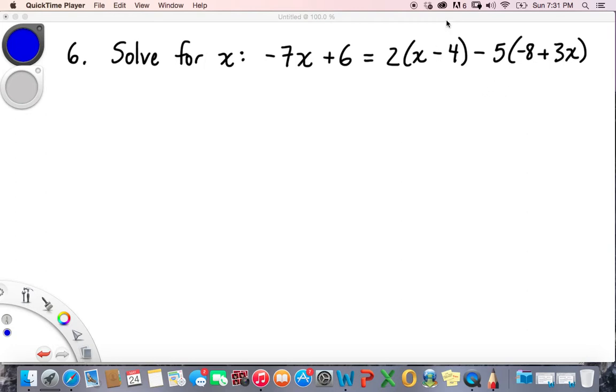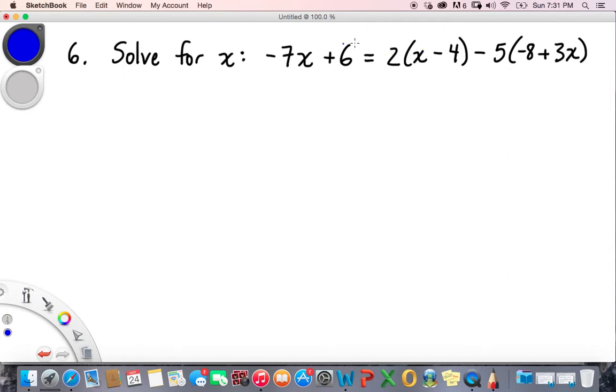Again, same as what we've seen in the last few problems. There is nothing I can simplify in these parentheses here. X minus 4 can't be combined into one term. Negative 8 plus 3x cannot be combined into one term because we have x's and then we have constants, numbers without variables. Those cannot be combined into one term.